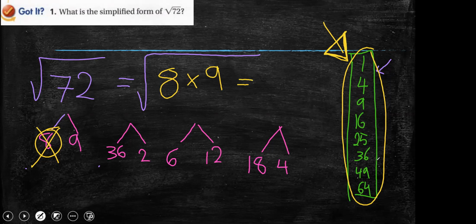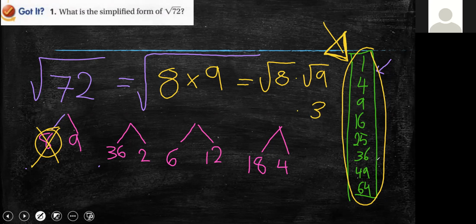If you see it like this now, let's simplify it as the square root of 8 times the square root of 9. Now, the square root of 9 is what? 3. Now look at the square root of 8. Does 8 contain any perfect square number multiplied by a number? Yes. Yes, 4.